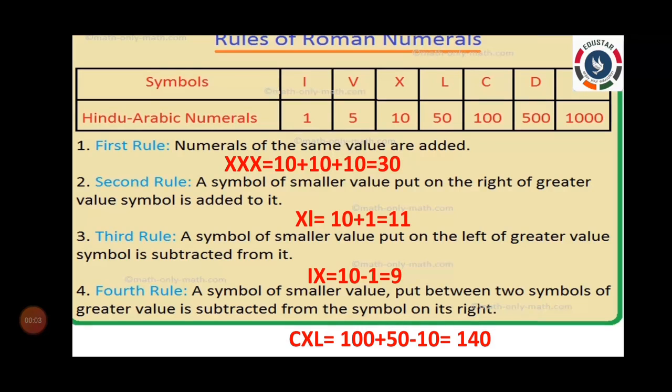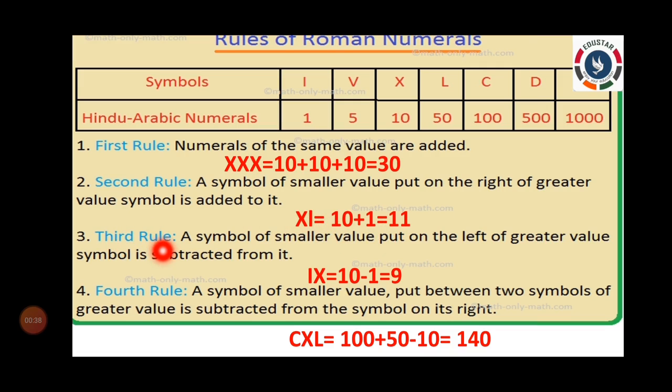Second rule, rule 2: a symbol of smaller value put on the right of a greater value symbol is added to it. That means the first value is bigger than the second value. First X is given, next I is given. So a bigger value followed by a smaller value means that they should be added. Here X indicates 10 and I indicates 1, totally 11.